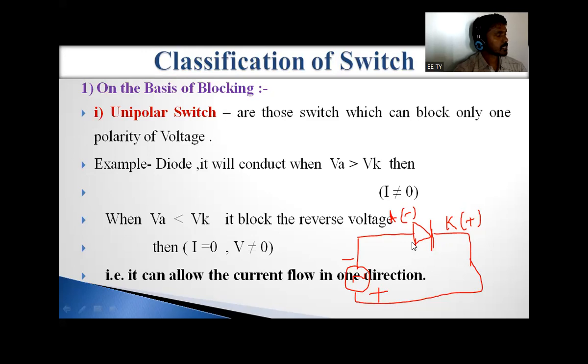Bipolar device किसको बोलते हैं? अगर both cases it will block the voltage, then it is called a bipolar device. If only on one side it is blocking the voltage, but it does not have the capability to block the voltage when the anode is made positive, directly it will turn on. So that's why the diode is considered a unipolar switch based on the blocking capability.